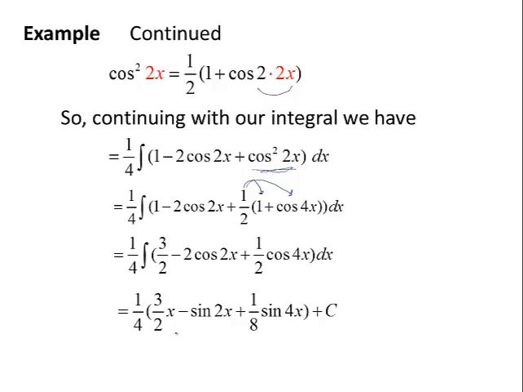And this is a good antiderivative for the problem we started with. But if we go ahead and distribute the 1/4, we could get a final answer of 3/8 x minus 1/4 sine 2x plus 1 over 32 sine 4x plus c.